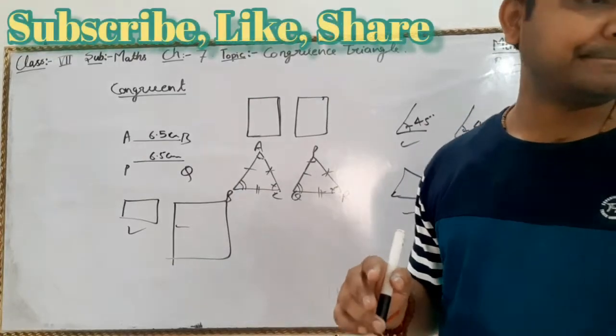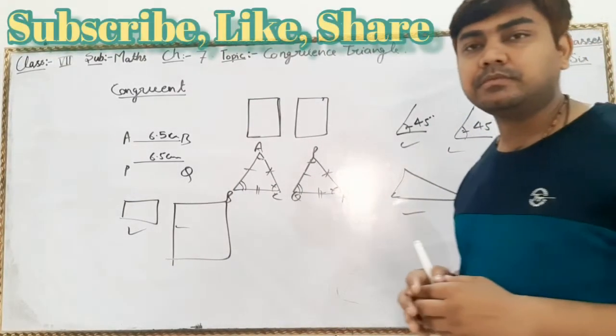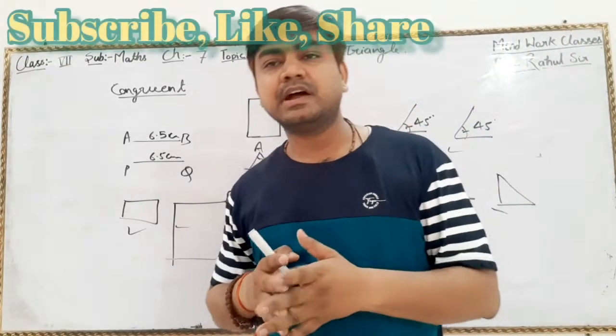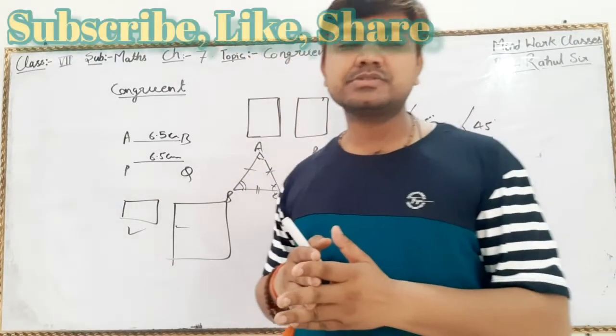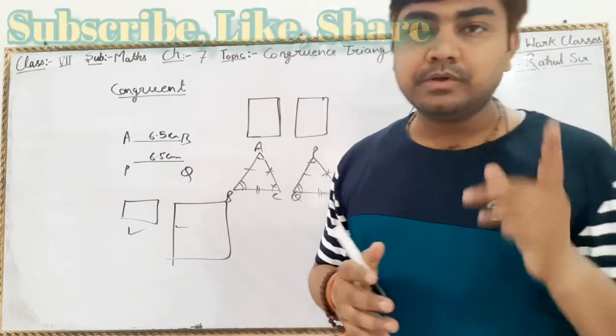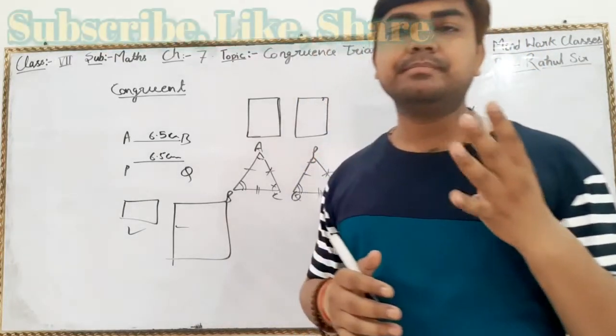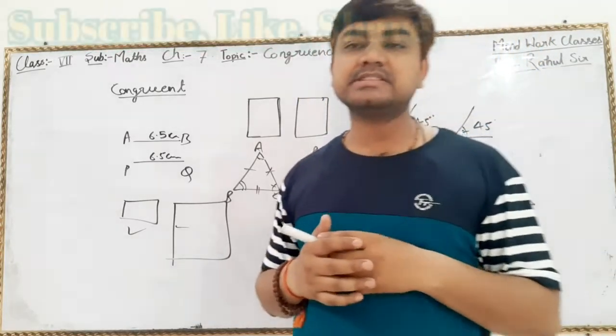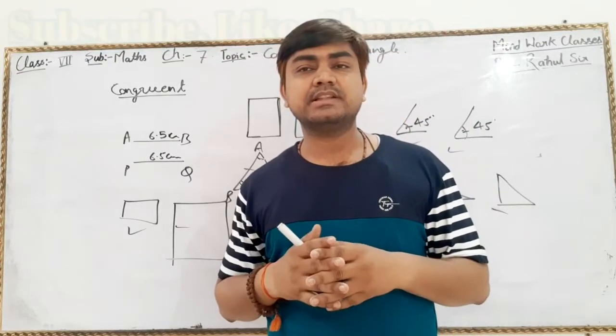Now there are four other methods from which we can also say that two triangles are congruent. There are four different methods from which we can say that these two triangles are congruent.